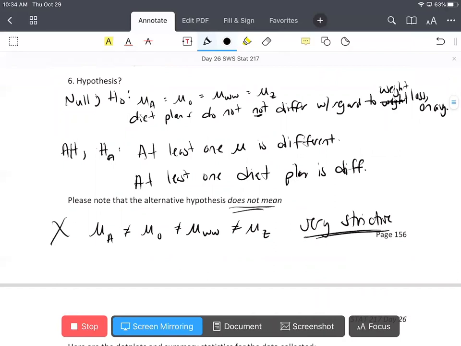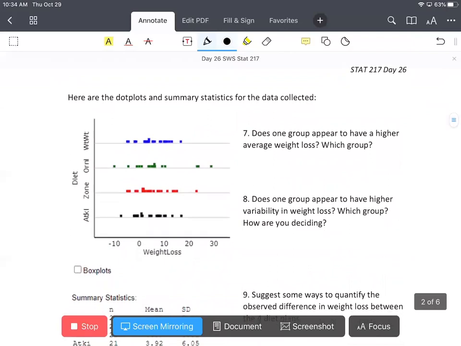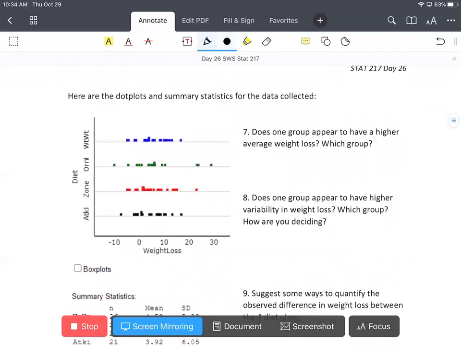Okay, so there's data. Like I said, it's in the diets too. I think I posted that. But the dot plots and summary data for each of them. And you can see the Weight Watchers one came out looking weird, but we've got Weight Watchers at the top in blue, Ornish in green, Zone in red, and Atkins in black. And weight loss, and these are in kilograms. It's kind of nice to have the units, but the way these pop up, it doesn't.